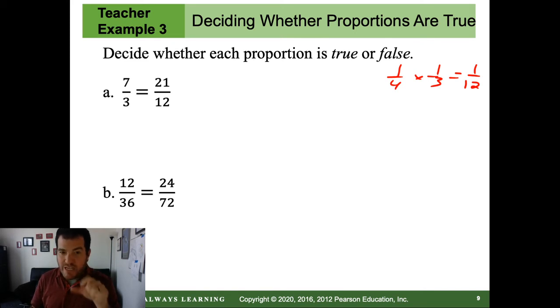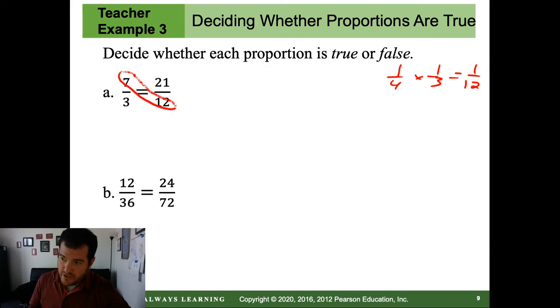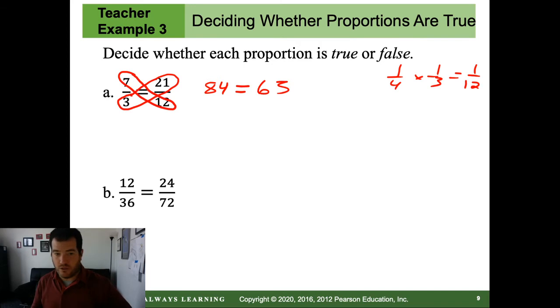When you have an equal sign in between and you have two fractions or two ratios that you set equal to each other, that's when you do the cross multiplication. So what I mean by cross multiplication is you're going to multiply those two together. So I believe 7 times 12 is 84. And then you're going to do 3 times 21, which is 63. Are those equal?